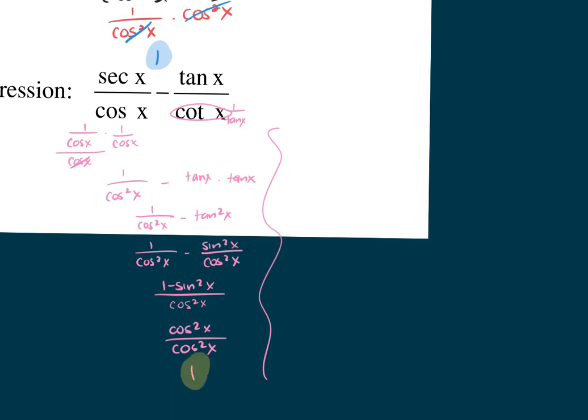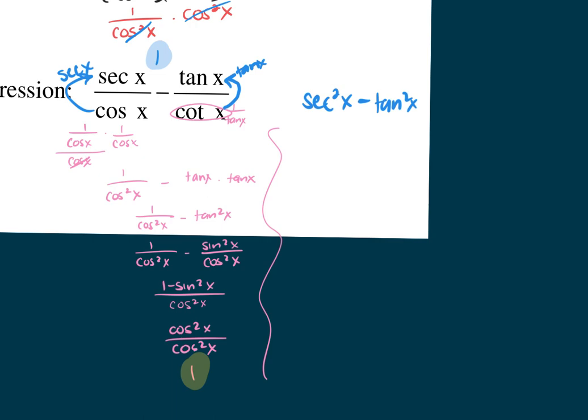Anybody try the shortcut I taught you last week? Anybody remember the shortcut? What happens if I move something from the top to the bottom or bottom to the top? It becomes the reciprocal, right? So if I move cosine from the bottom to the top, what's the reciprocal of cosine? Secant. So that would become secant x times secant x, or secant squared x, minus. If I move cotangent from the bottom to the top, it becomes tangent. And then I get tan x times tan x, or tan squared x.